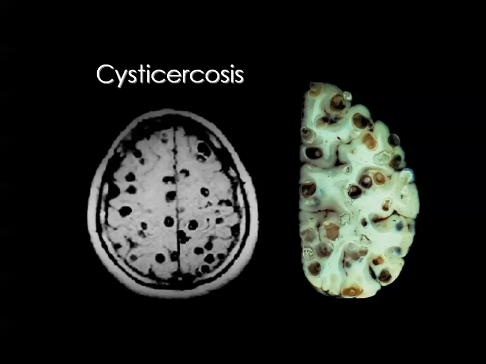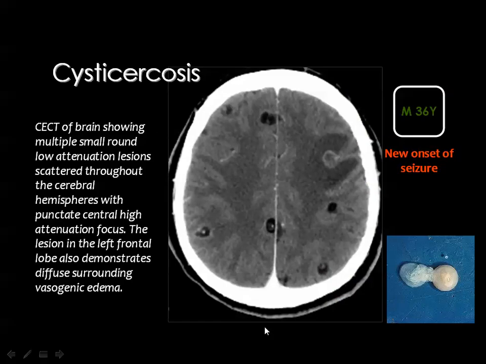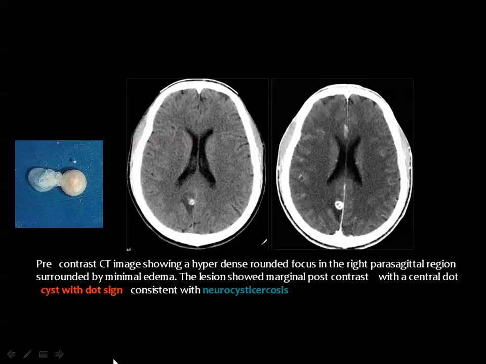And here you see the typical appearance of cysticercosis, which is a cyst with a dot sign. And in the MRI image, you see a cyst with a dot sign. Even if you see only one cyst with a dot, and the rest of the cysts do not contain this dot, you should diagnose this as cysticercosis. And this is the classic appearance of cysticercosis by CT. Here you see the cyst with the dot sign, and one cyst only with a dot inside is enough for the diagnosis of cysticercosis.